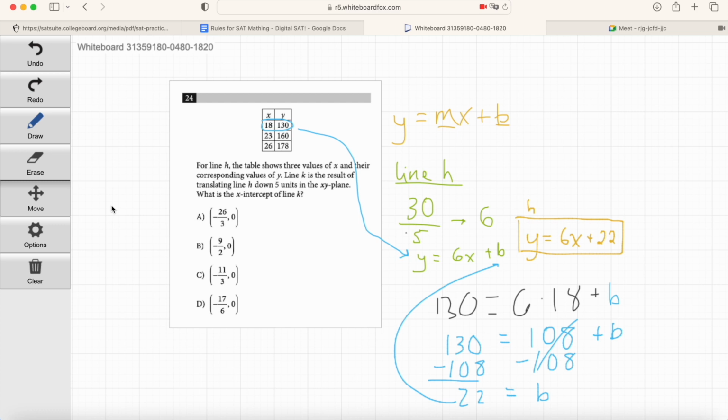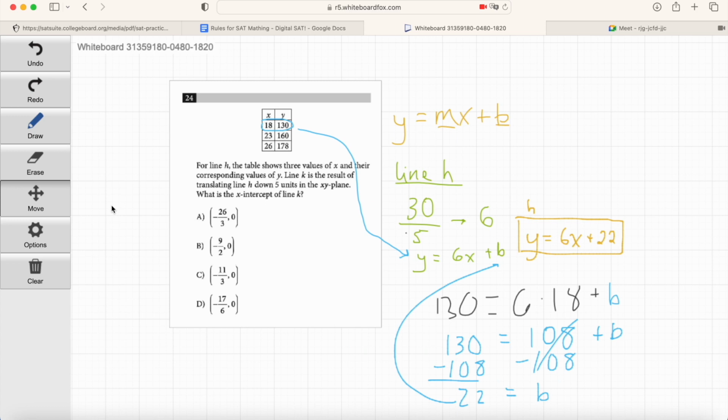Now notice they say that line K is the result of translating H down 5 units on the XY plane. Does that make some sense, what that means? We're just shifting it down. So interestingly, line K is going to have the same slope, right? Because it looks like the same line. The angle of its ascent or descent is the same. The slope is the same. But it's going to have a different y-intercept, because it's going to be shifted down 5 units.